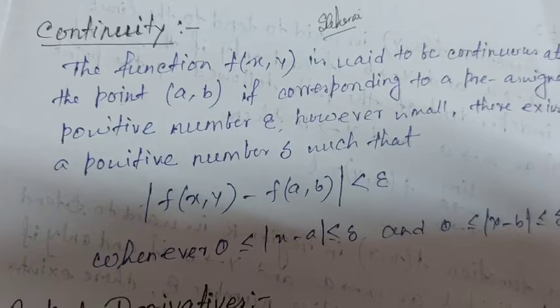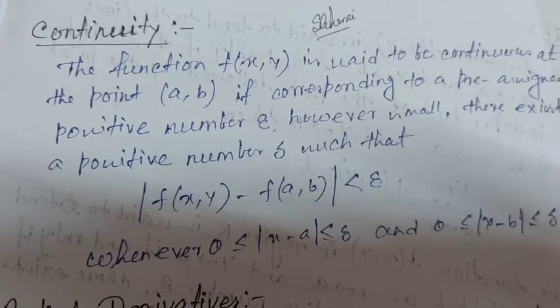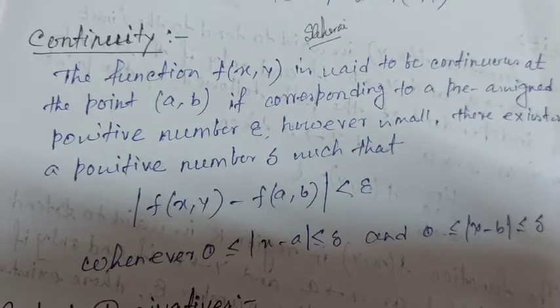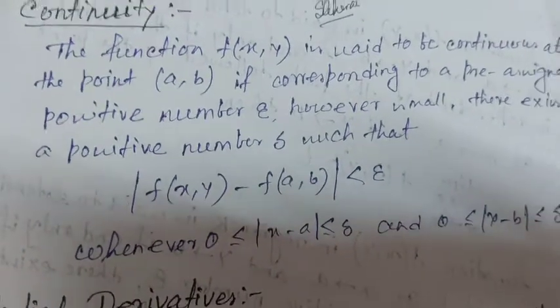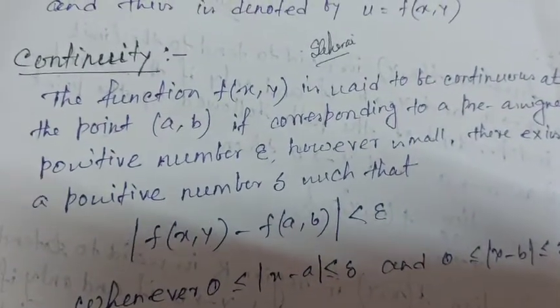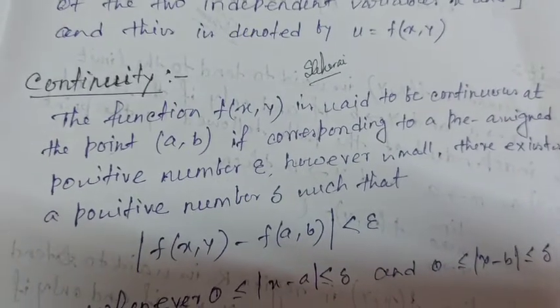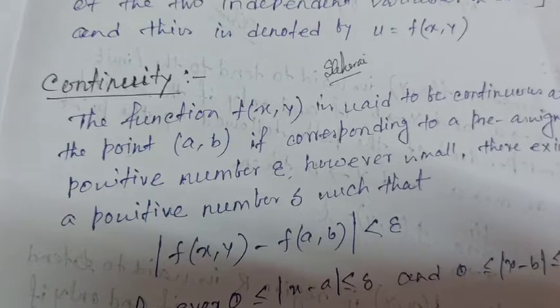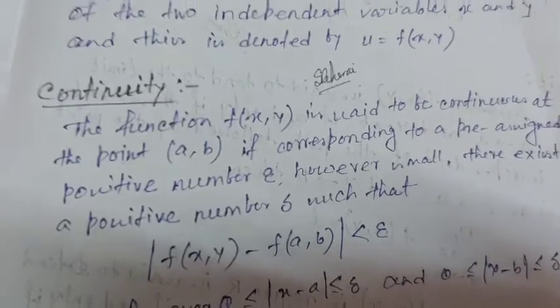whenever 0 < |x - a| < delta and 0 < |y - b| < delta. So now the question is how we can check that a given function is continuous at a given point (a, b). Let us see now.